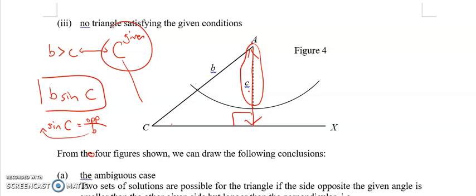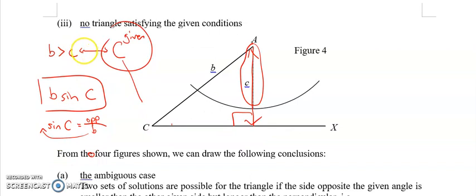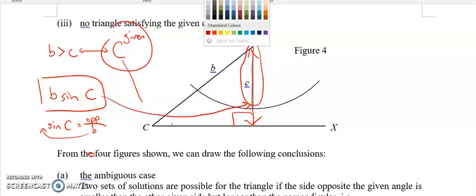If you are still confused with figure 1, let's go back to look at figure 1. Based on the previous video, I explained in figure 1, same situation, B is longer than C, and we are also given angle C. How come in that situation we have the ambiguous case? Because the length C given is actually longer than this perpendicular, this opposite side that we have calculated here, B sine C. Therefore we are able to form a triangle.